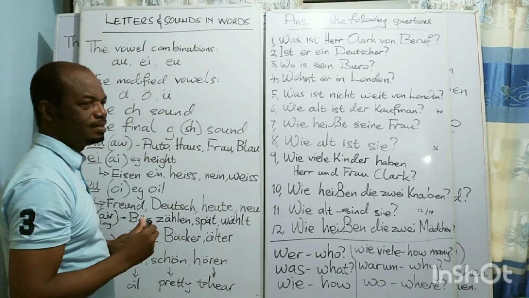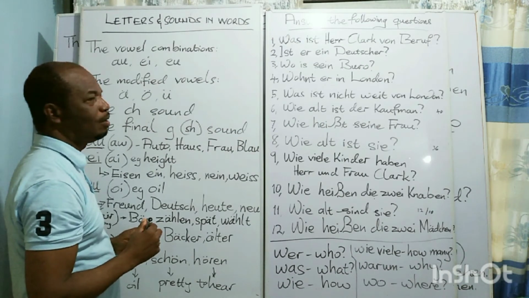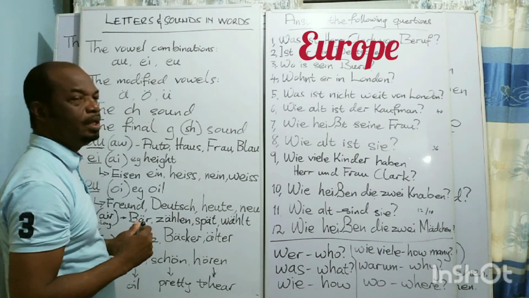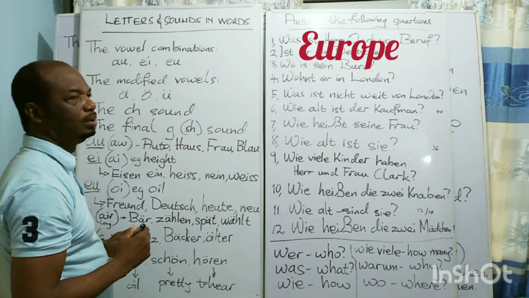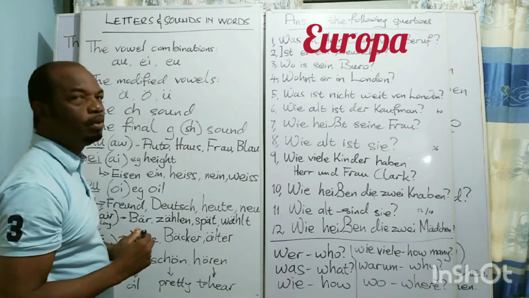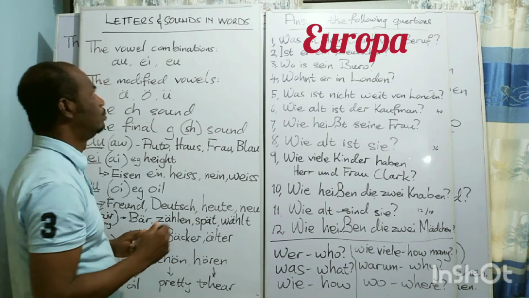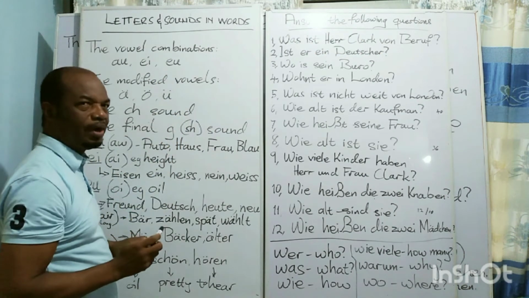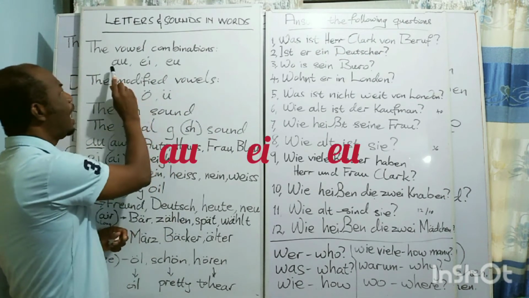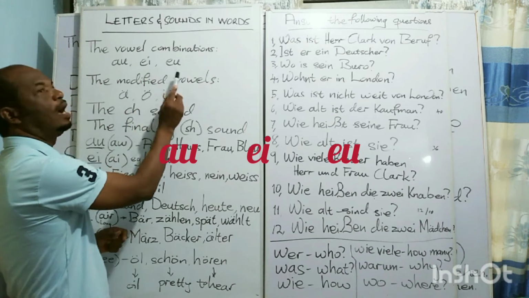EU as pronounced in English, EU, like Europe. Germans don't say Europe, they say Europe. EU is OI, so bear that in mind. So this is OW, I, OI.